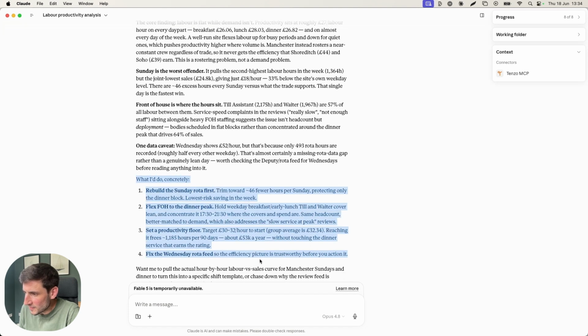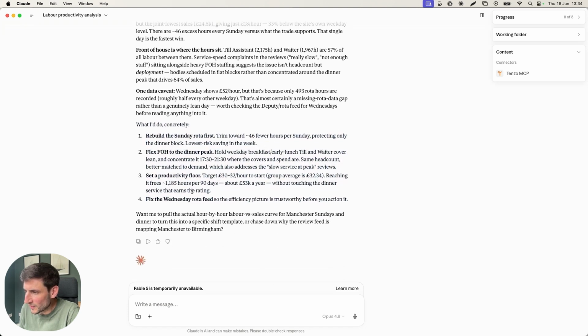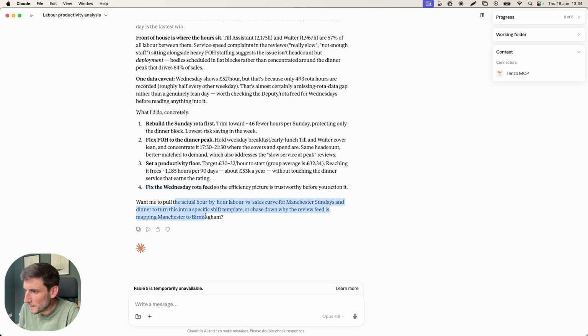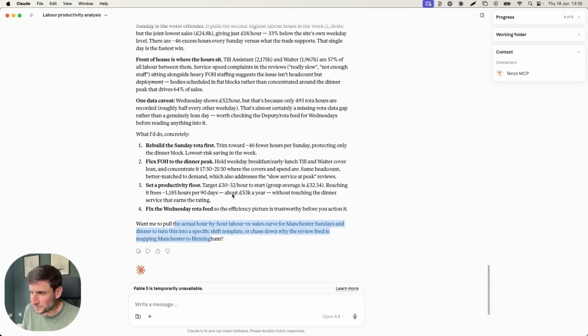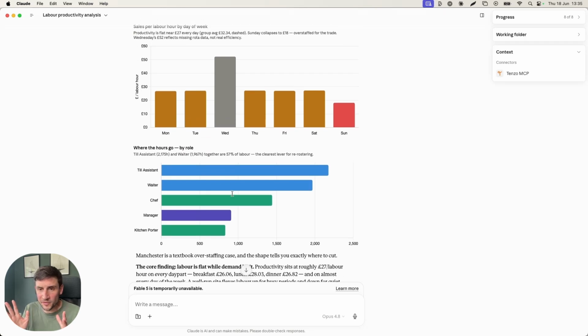And then this is how it should fix this. Rebuild the Sunday rota, flex the front of house at the dinner peak, set a productivity floor, and fix the rota feed on Wednesday. What's really interesting is that you can imagine how this could be useful for either an area manager going to see that site, or the ops director looking at that site. Specific recommendations grounded in data and explanation help you understand what actions could be taken here.